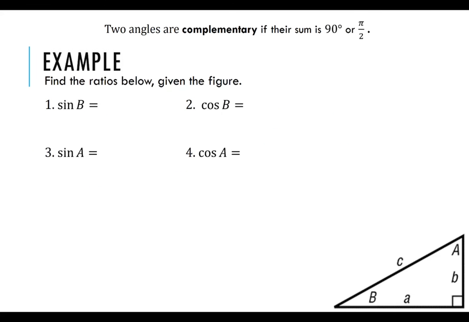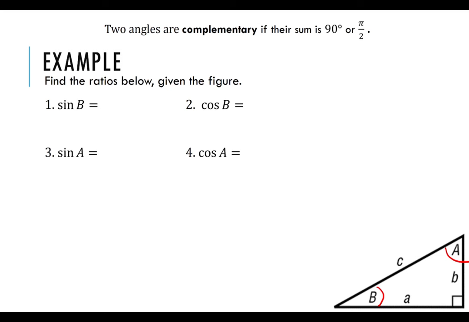Well, now we want to play a game. We want to find the ratios of the given figure. And so notice that here we have lowercase a, b, and c representing the side lengths, and A and B representing angle measurements. And so A and B are angle measurements.